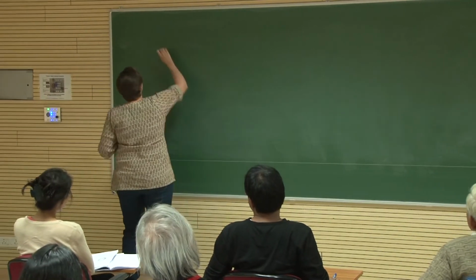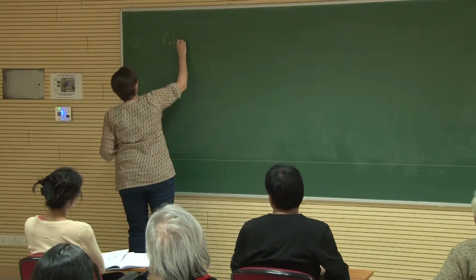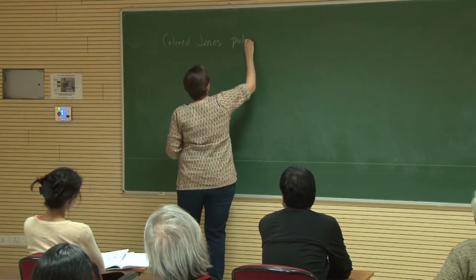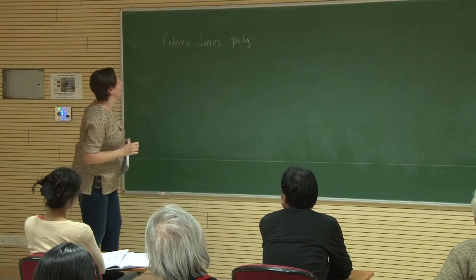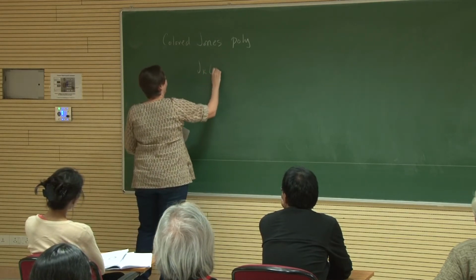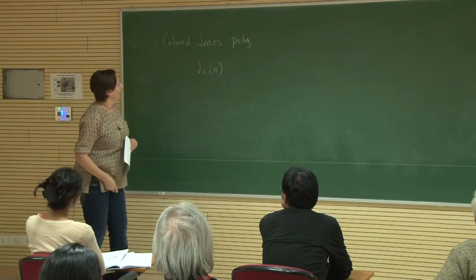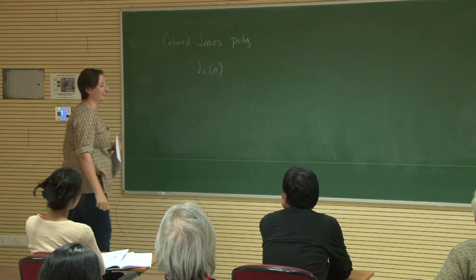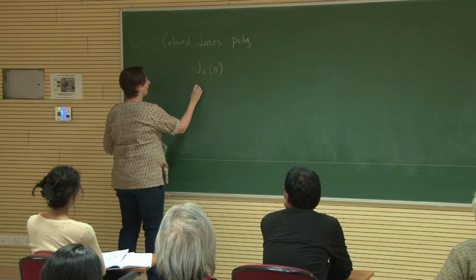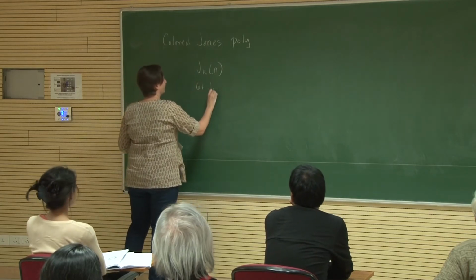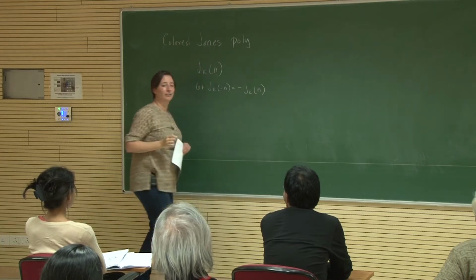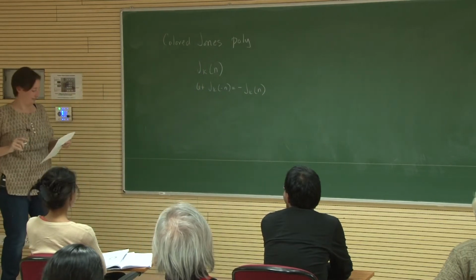All right, so let's look at our colored Jones polynomial. I've never written these words on the board before in my life. Okay, so I have J_K(n). It feels a little weird. And I'm going to let J_K(-n). I don't even remember if that's relevant, but just in case.